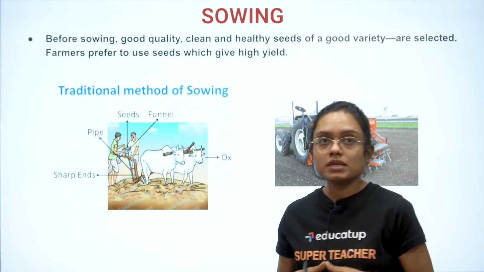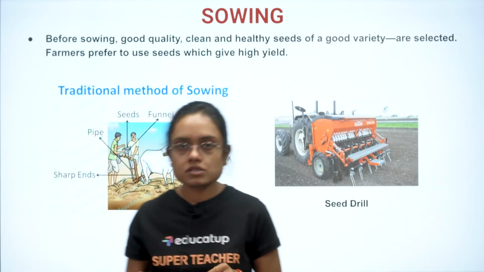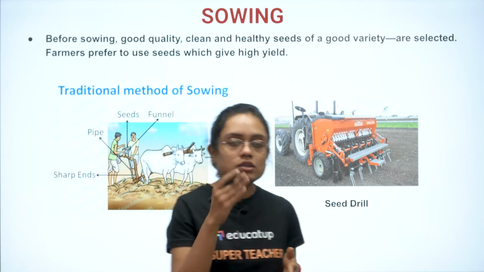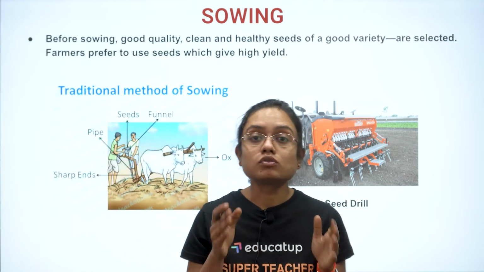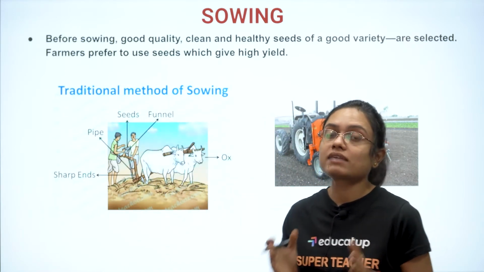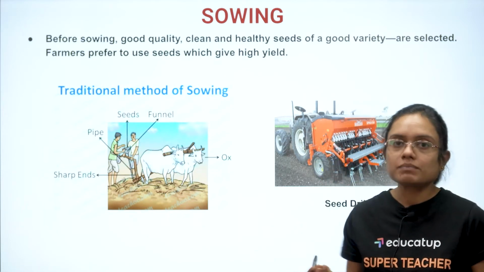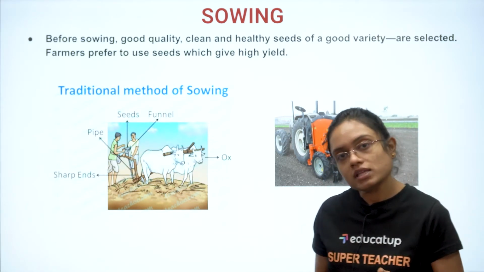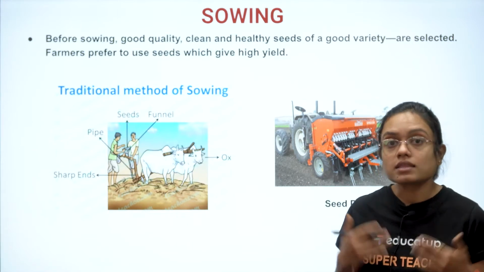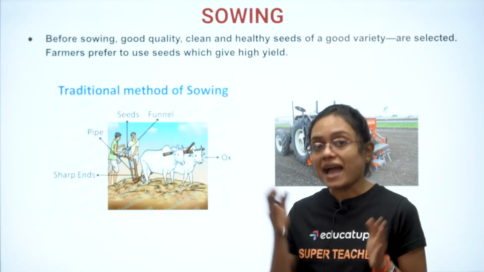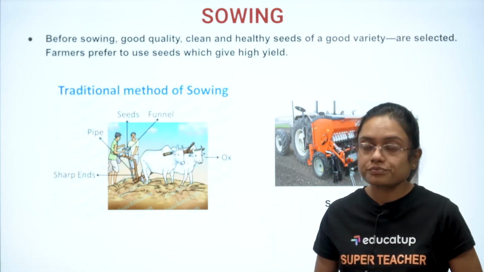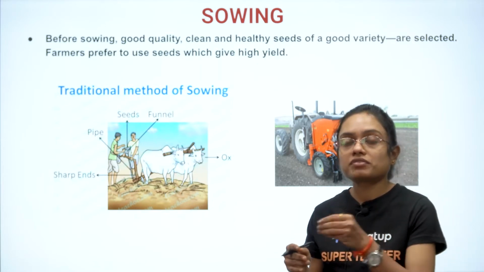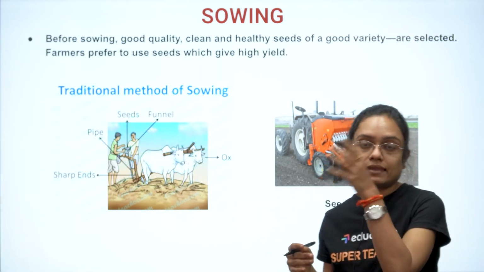Sowing. Sowing means to put seeds in the soil. But before sowing, the farmer has to select good quality and high yielding variety of seeds. अब मार्केट में बहुत सारे सीड्स मिलते हैं, उसमें से अच्छी क्वालिटी के कौन से हैं, कौन से सीड्स से ज़्यादा क्रॉप प्रोडक्शन होगा, that has to be chosen by the farmer. And then farmers prefer to take the best seed and then they put them in the soil.